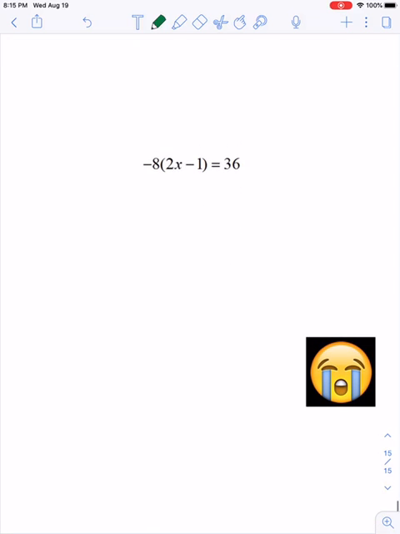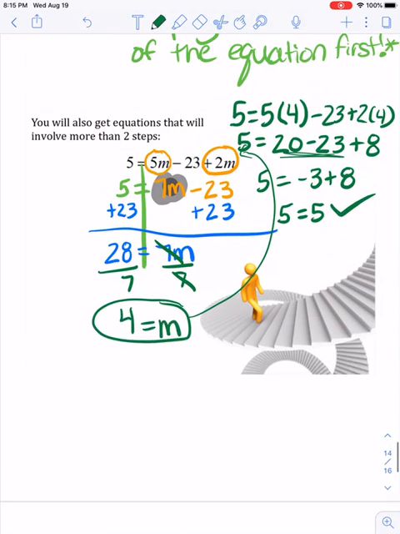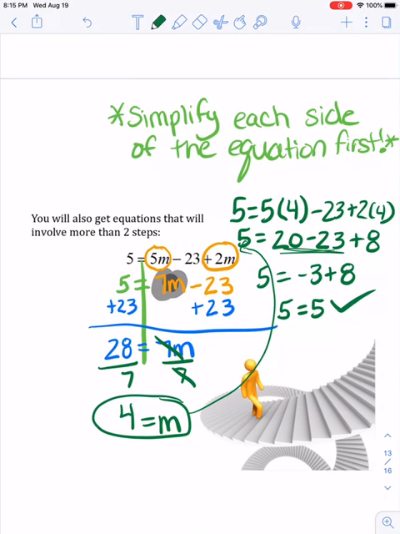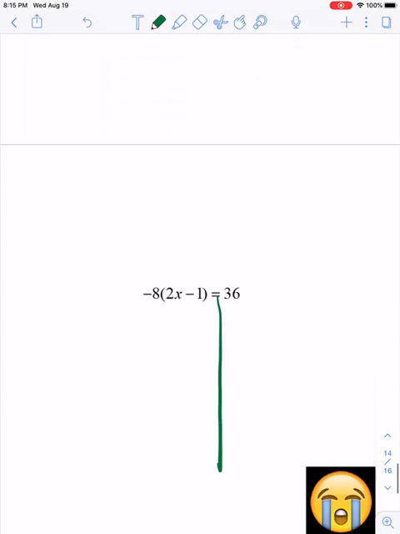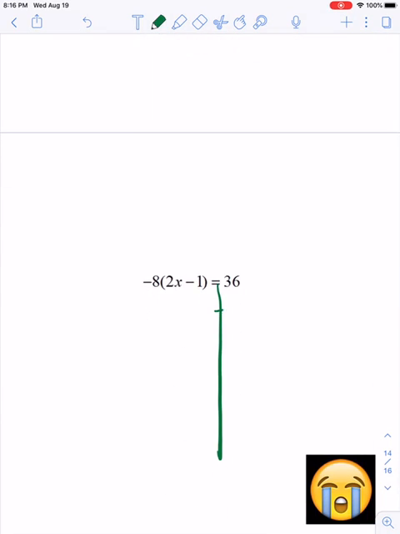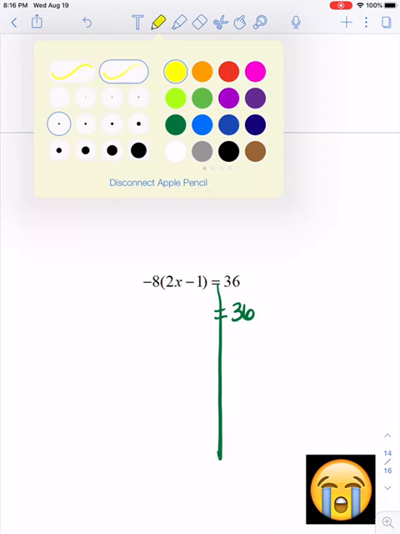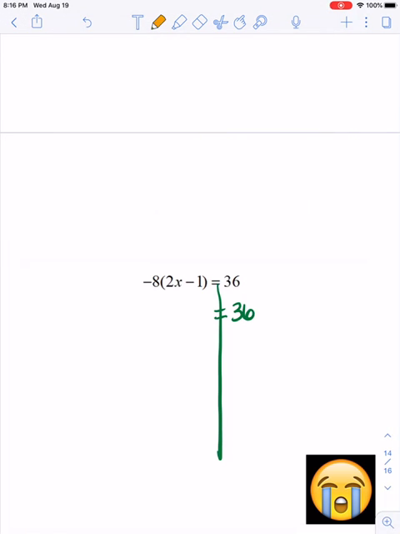I believe this is our last one. Again, thinking back to that idea I just said above here, always simplify each side of the equation first before you start moving stuff around. So obviously there's nothing to simplify on the right-hand side. It's just 36. But on the left-hand side, we can go ahead and use the distributive property. Right, there's parentheses there, so I can distribute that negative 8.